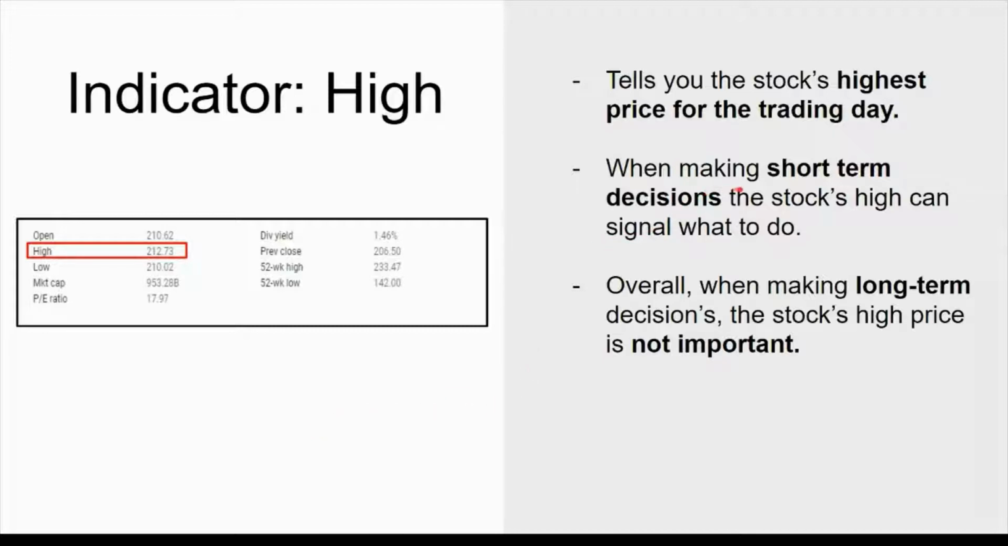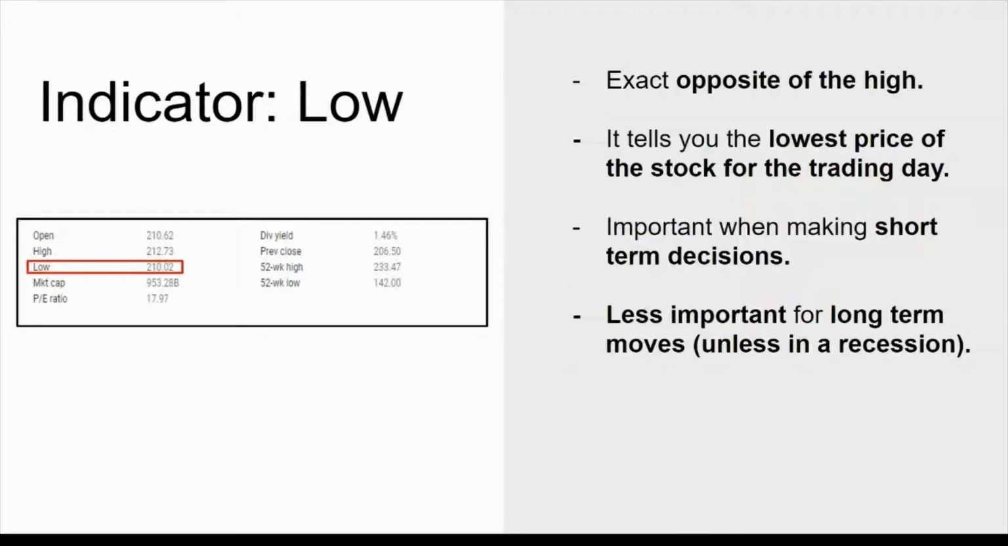So obviously when making short-term decisions, the stock's high may be important in order to signal what to do, but overall when making long-term decisions, the stock's high price is not important. So another indicator is the low, and this is the exact opposite of the high. It tells you the lowest price of the stock for that trading day. And this is important when making short-term decisions and less important for long-term decisions, unless in a recession.